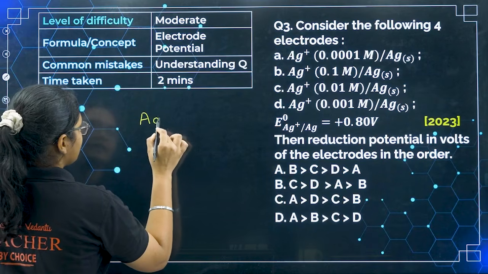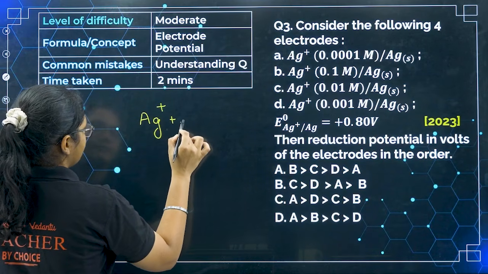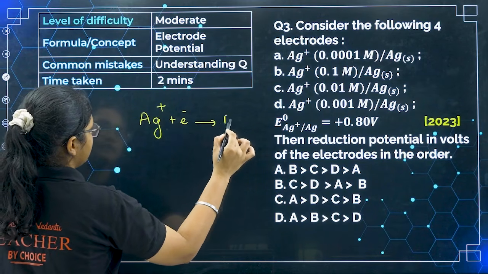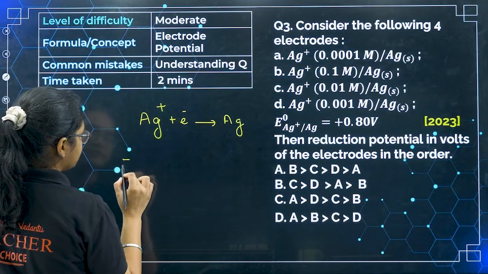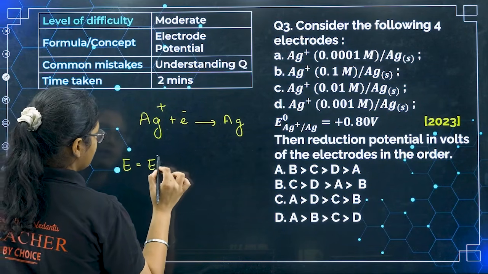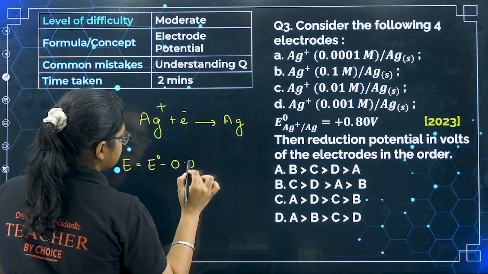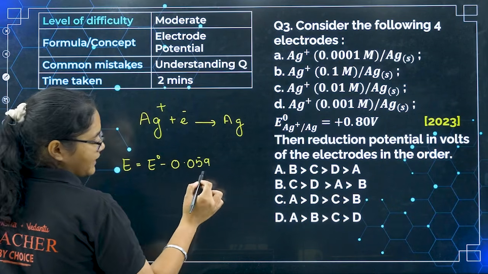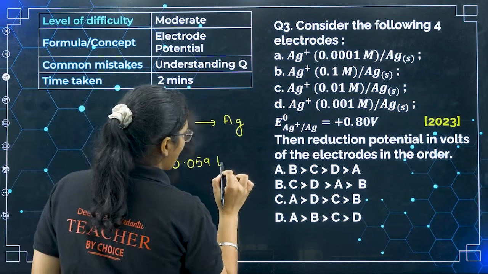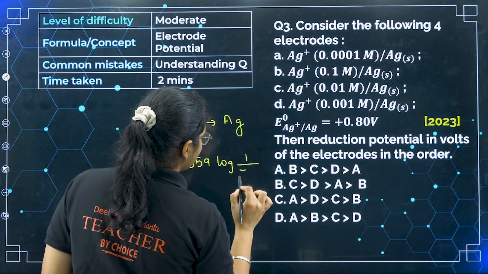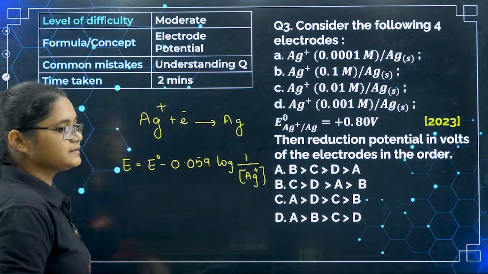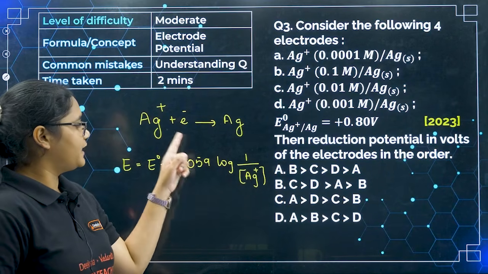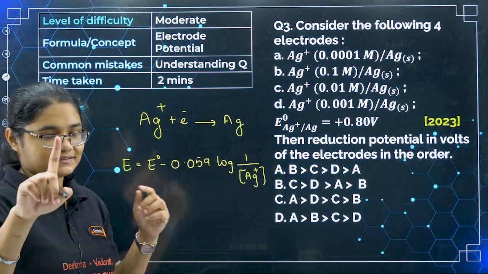Okay, so I have here Ag plus plus electron gives me Ag, right? What is the value of E of the cell? E equals E naught minus 0.059 by n, n is 1 here, log of 1 by Ag plus, right? This is my equation. Ag by Ag plus, Ag concentration will be considered as 1.